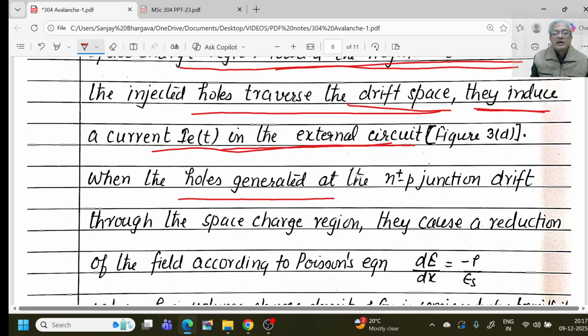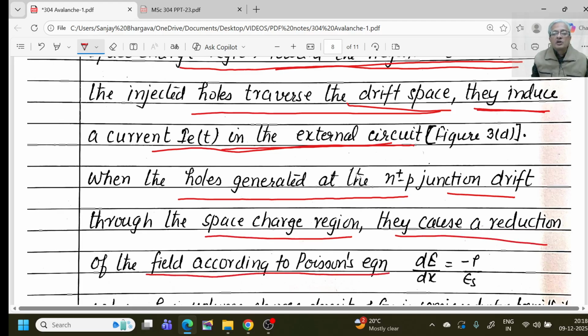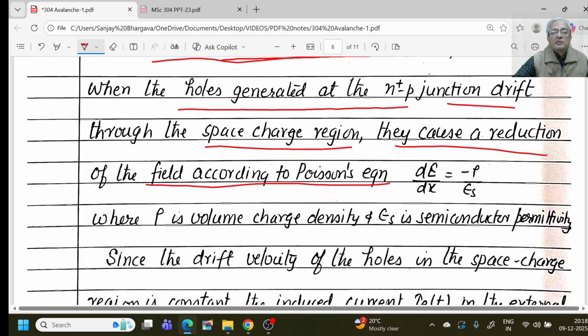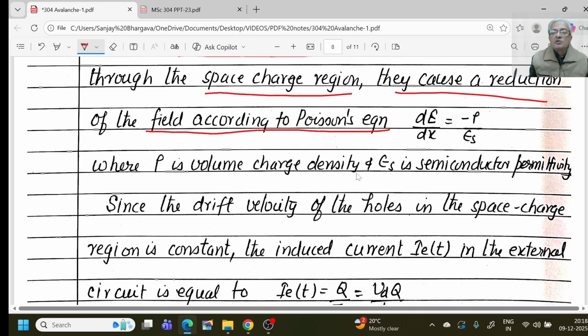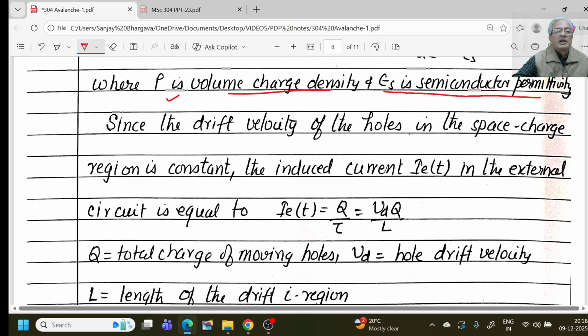When the holes generated at the N plus P junction drift through the space charge region, they cause a reduction of electric field according to the Poisson's equation, dE by dx is equal to minus rho upon Es. Rho is the volume charge density and epsilon s, as already said, is the semiconductor permittivity.